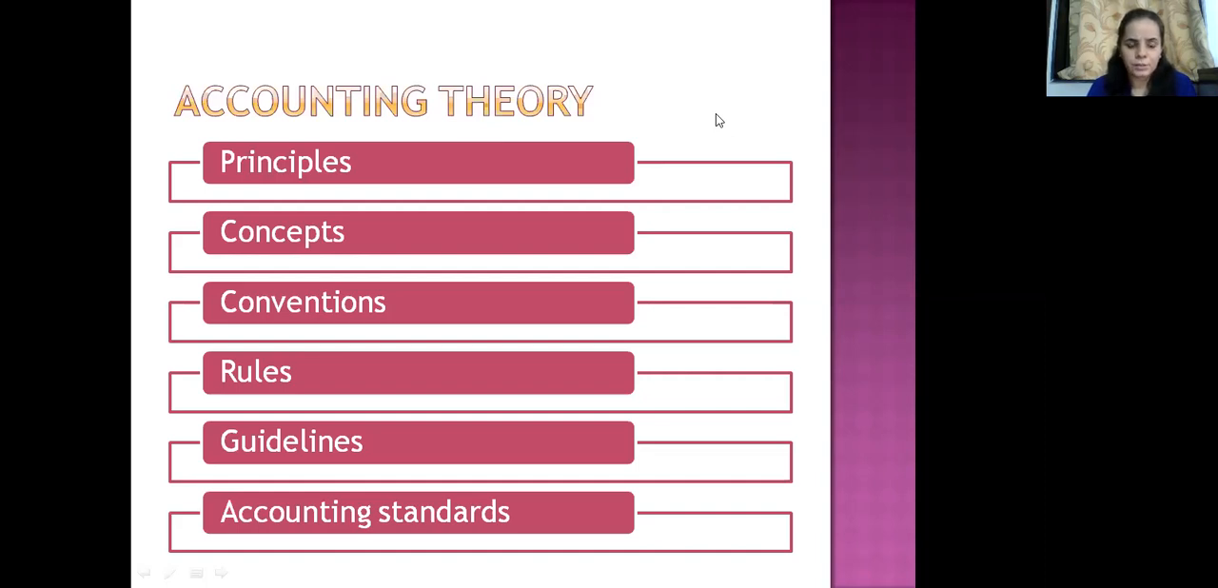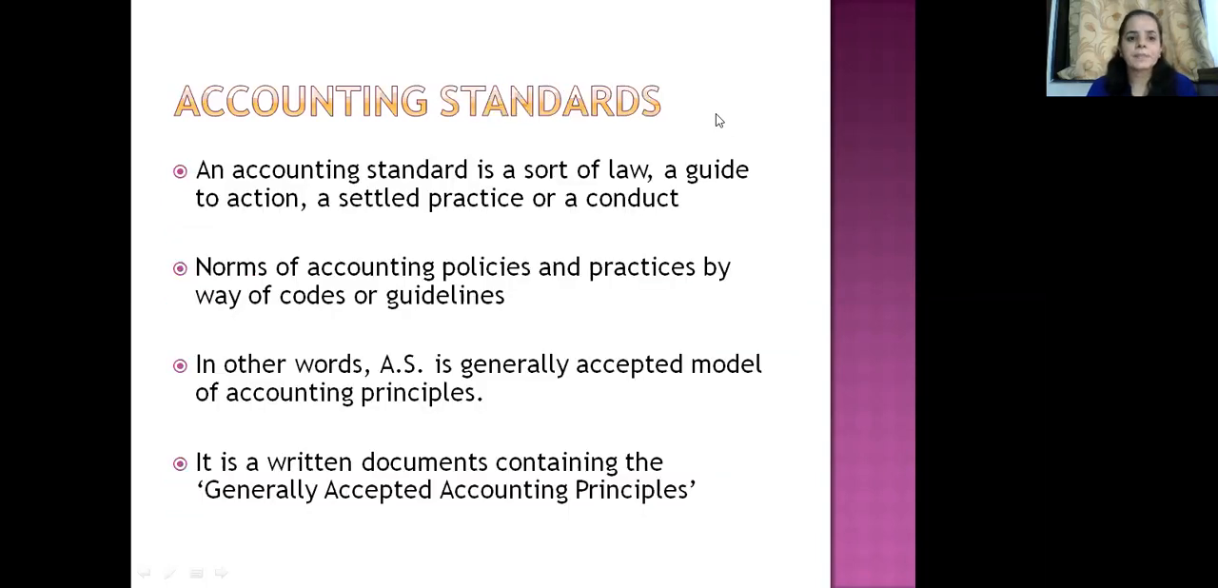In my previous lecture, we discussed the principles, concepts, and conventions. Let us today discuss accounting standards and guidelines. Student, first thing, accounting standard. An accounting standard is a written document which mentions the generally accepted accounting principles. It is a sort of law, a guide of action, or a settled practice, or a code of conduct. These are the norms followed universally for preparing the accounting statements like the revenue statement and balance sheet.